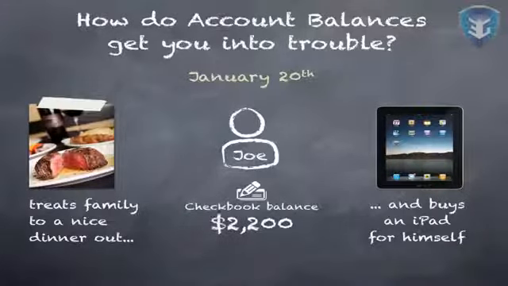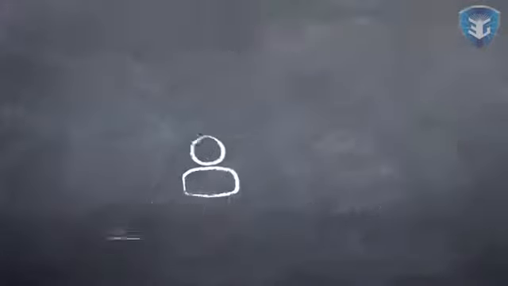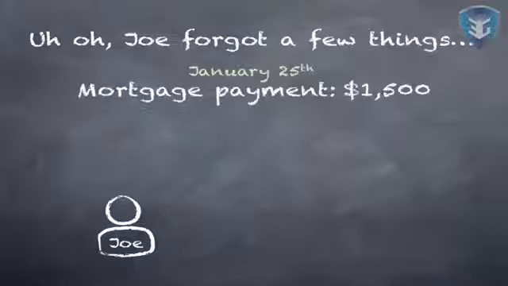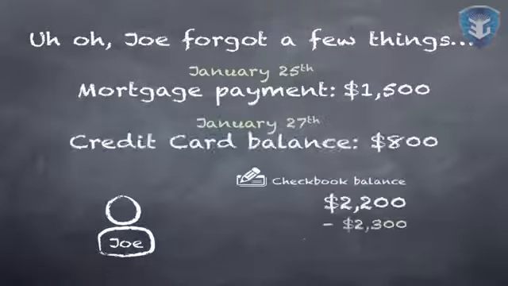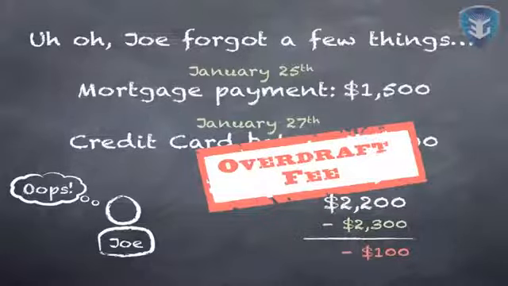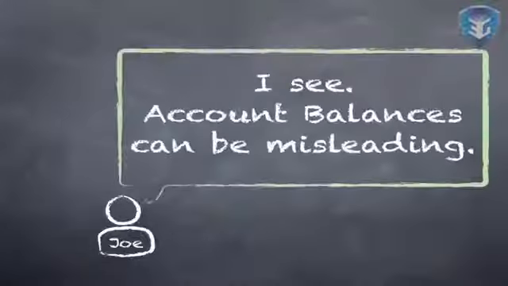So what's the problem? Well, Joe forgets things. Like that on the 25th of each month, his mortgage company automatically deducts his payment from his account. And his credit card bill is due at the end of the month. This is not good. And adding insult to injury, Joe's bank then hits him with an overdraft fee. Yeah. Oops. You see, for Joe, basing his spending on his account balances got him into trouble.